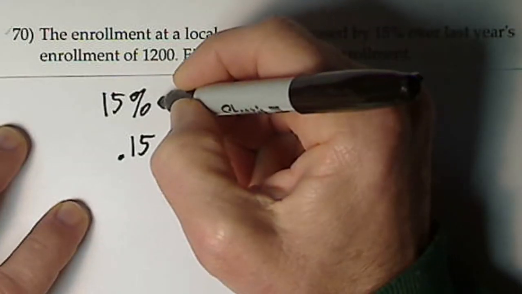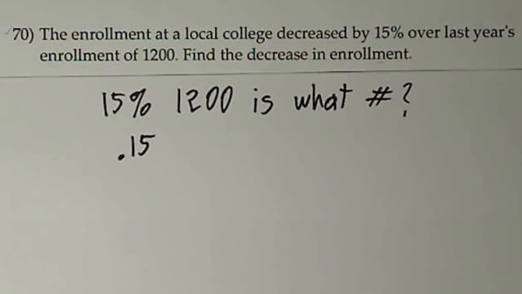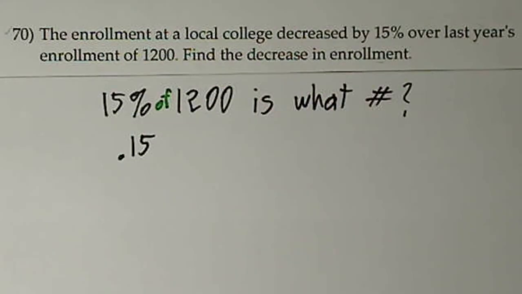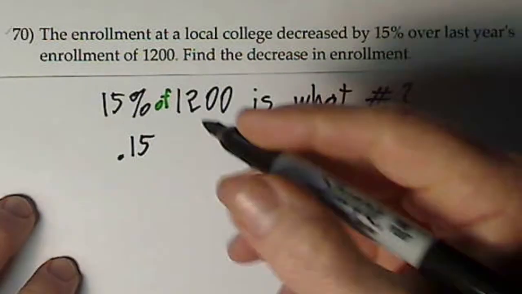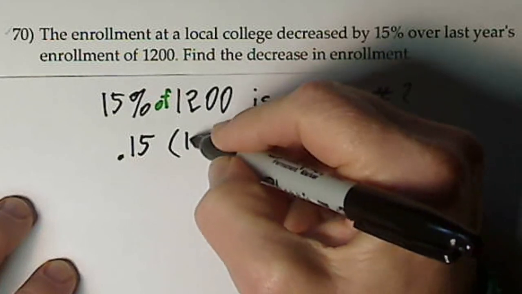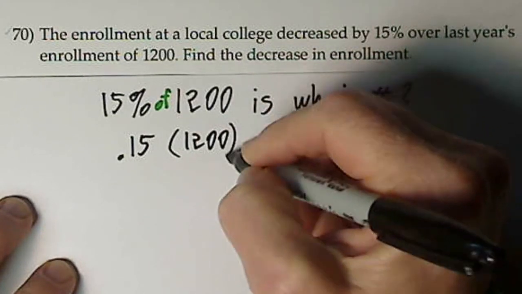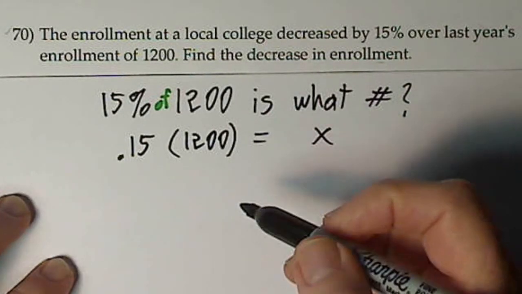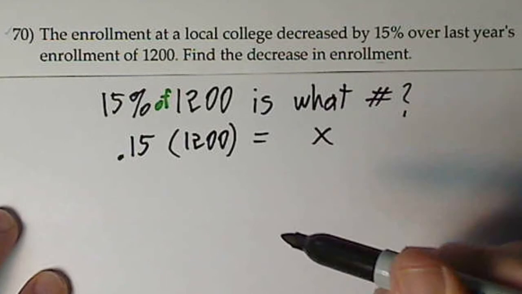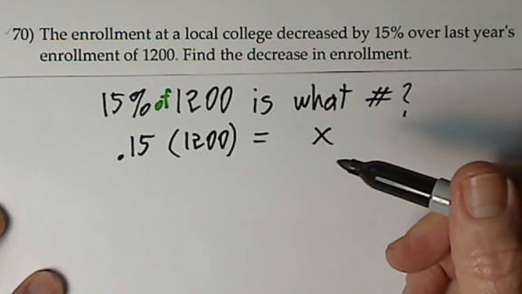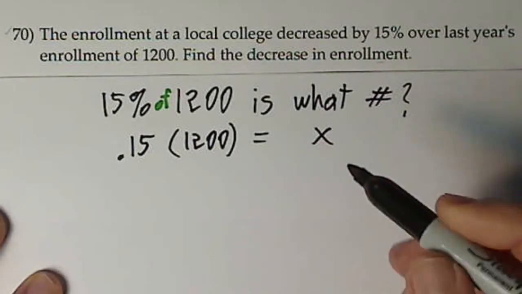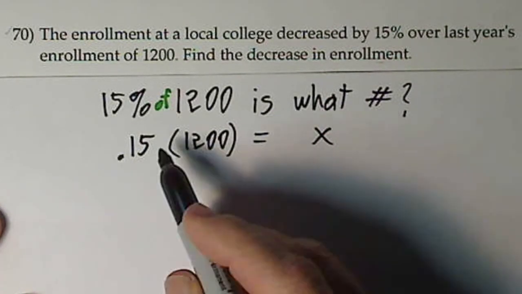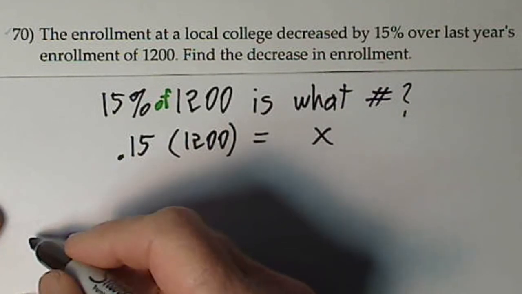Oh, I forgot my word of in here. You notice that? Maybe I'll make that green so it doesn't look like part of everything else. 15% of 1,200 is what number? So that means times 1,200 equals x. So you simply multiply these two. It is more work than a fraction. That's unfortunate. I'm going to do my calculation. I could do the multiplication, but it's more work than using fractions.